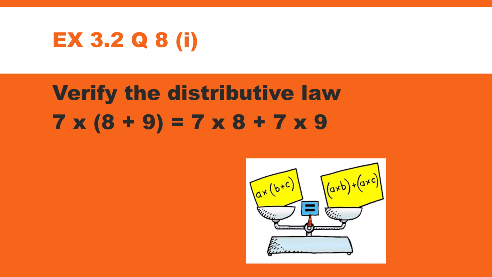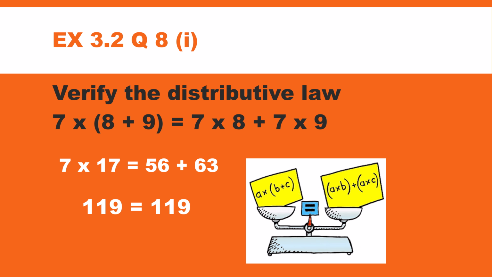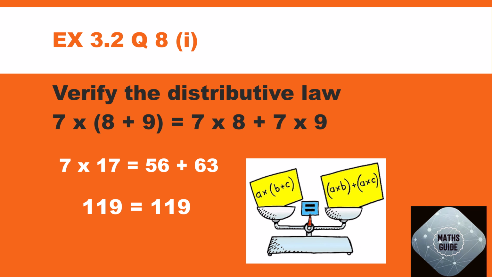This is exercise 3.2, question number 8. Now we have to verify the distributive law. On the left hand side we have 7 into 8 plus 9 in bracket. It means 7 into 17, and on the right hand side we will multiply 7 by 8 first, then the addition sign, and then 7 into 9. We get 56 plus 63. Now it is verified that both sides are equal, so distributive law is verified.